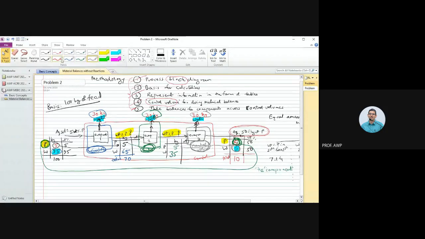So the weight percent of P coming out of the first evaporator would be 5 divided by 70 into 100. The weight percent of P in the second evaporator would be 5 divided by the total, 5 plus 35, 40, into 100. Okay. Do you agree? Do you disagree?